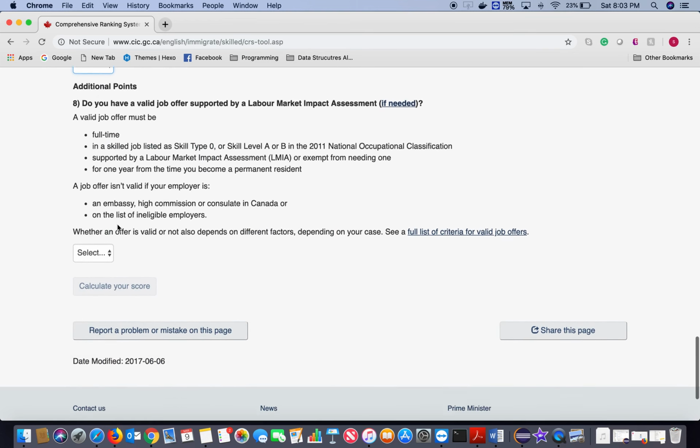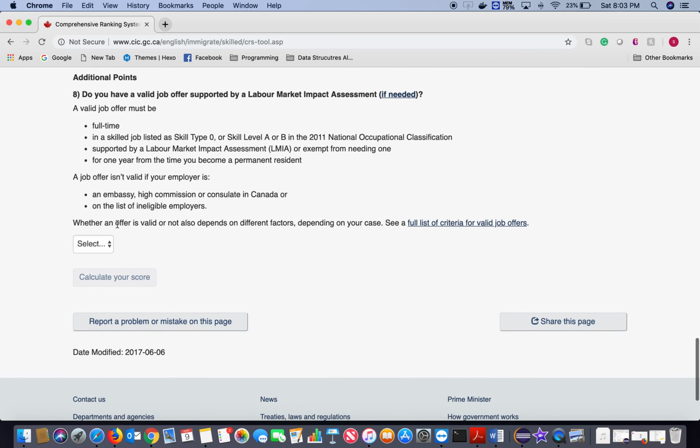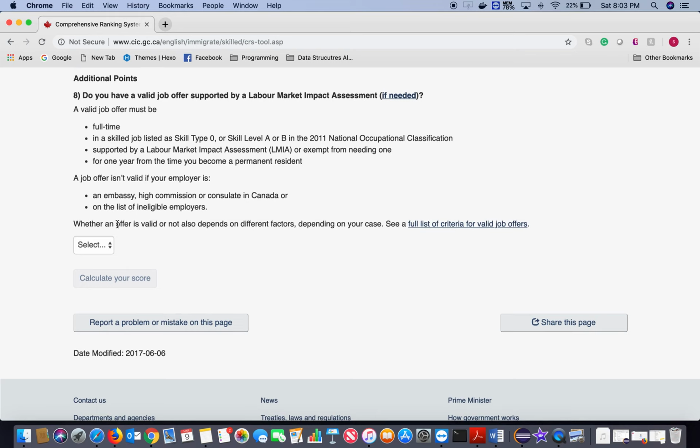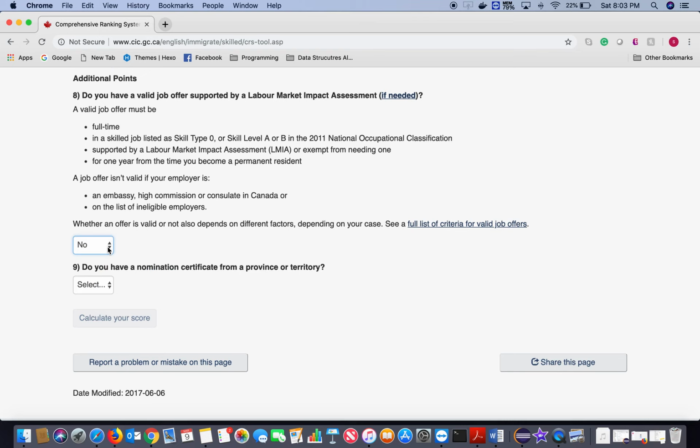Now, there is an opportunity to also acquire additional points. So let's go ahead and see what these questions are. Now they're asking, do you have a valid job offer supported by a labor market impact assessment? They have given you the definition of what a valid job offer is and what doesn't qualify. So please carefully go through, and most of the candidates who are applying for the first time for immigration to Canada would generally not have this.